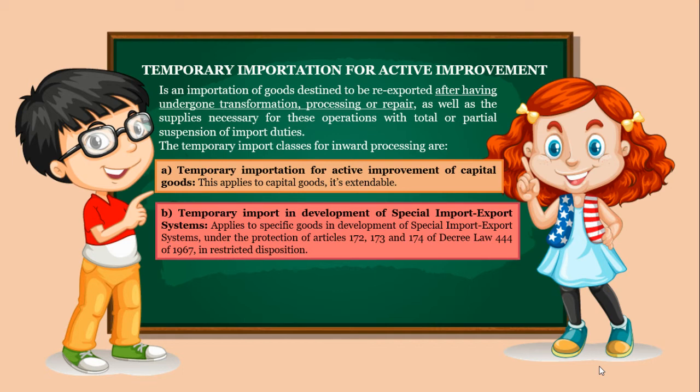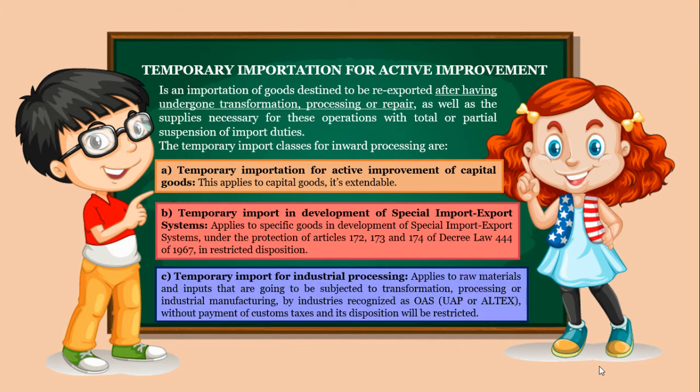B. Temporary import in development of a special import-export system. Applies to specific goods in development of special import-export systems under the protection of Articles 172, 173, and 174 of the Decree Law 444 of 1967, in restricted disposition. C. Temporary import for industrial processing. This applies to raw materials and inputs that are going to be subject to transformation, processing, or industrial manufacturing by industries recognized as OAS without payment of custom taxes, and its disposition will be restricted.